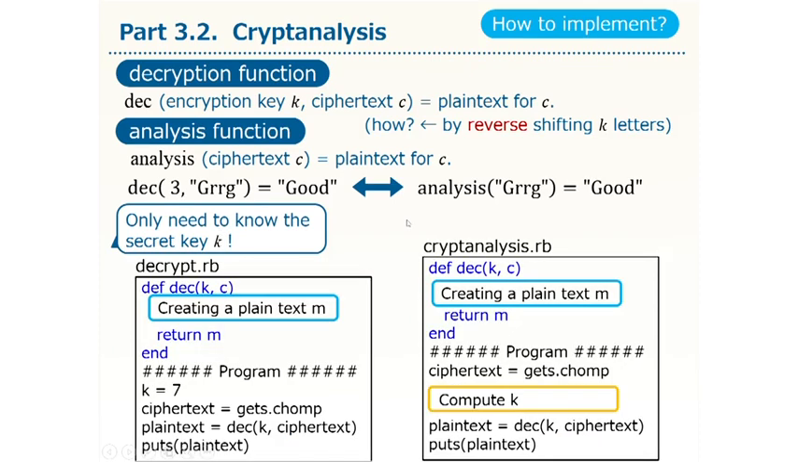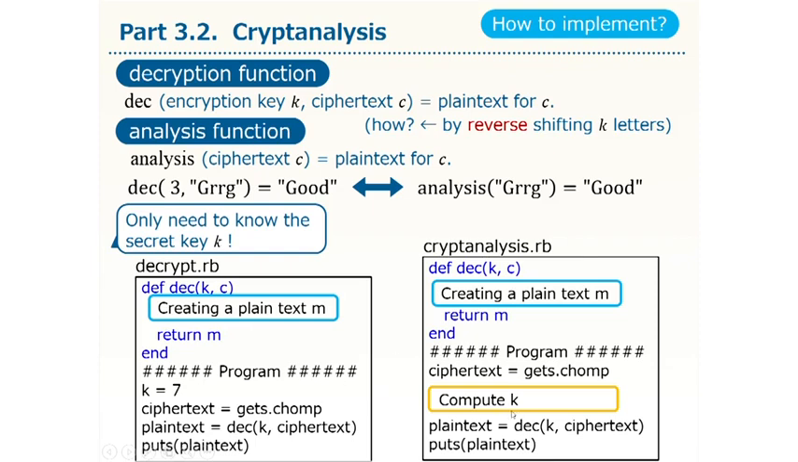Let's skip ahead a little. This is in fact an example outline of a cryptanalysis program. Let's name it cryptanalysis.rb. By comparing this program with the program for decryption, you can see what I said more concretely. That is, the difference is that while we need to compute the secret key K from a given ciphertext, K is already given in the program as the secret information.